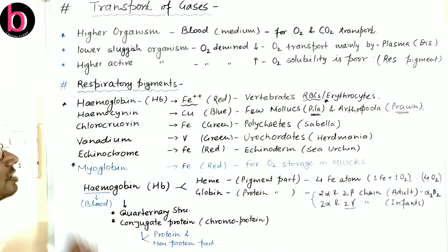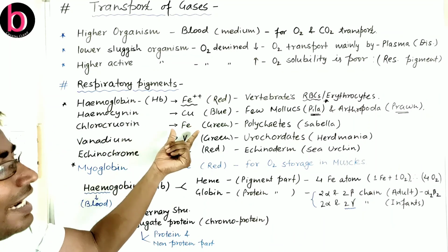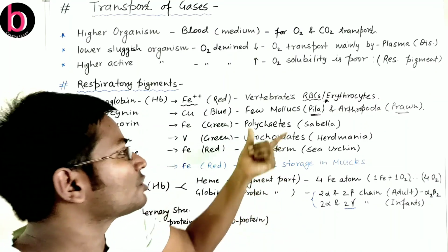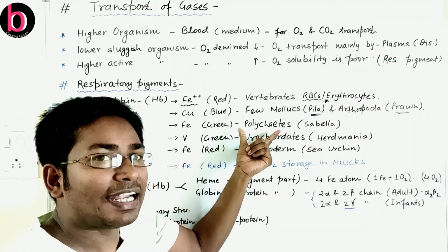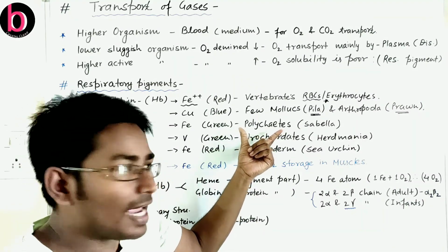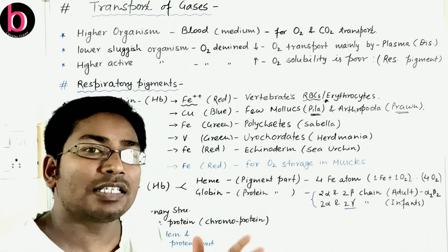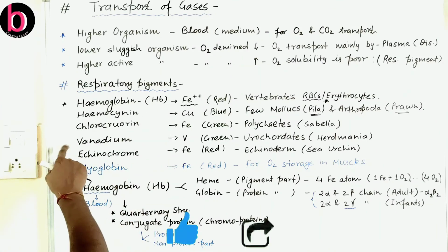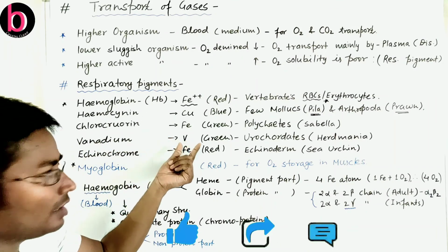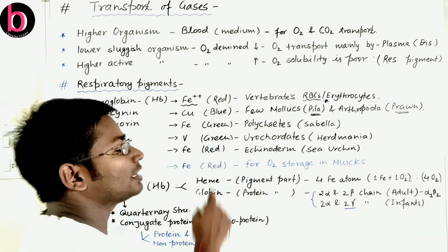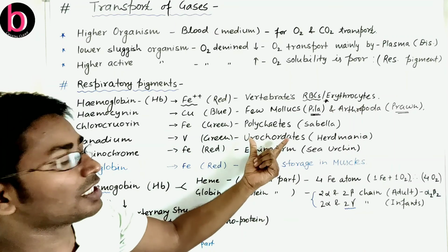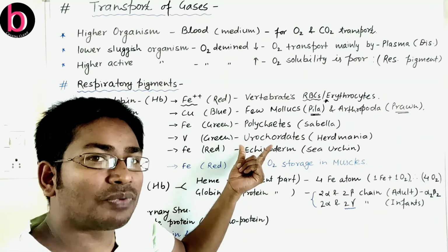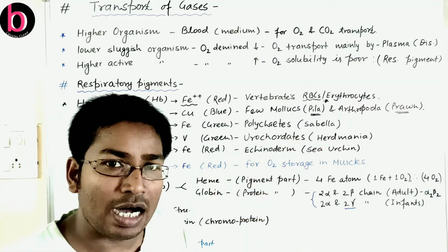Now the next one is chlorocruorin. This is again iron containing but green in color. It is found in polychaetes. Polychaetes are a category related to phylum Annelida, and the example is sabella, also known as peacock worm. Next, vanadium. Vanadium is a metal denoted by V, and this one is green in color. It is found in urochordates, that is under protochordates of phylum Chordata, and the example is Herdmania.